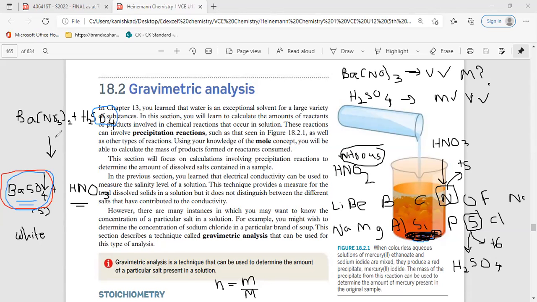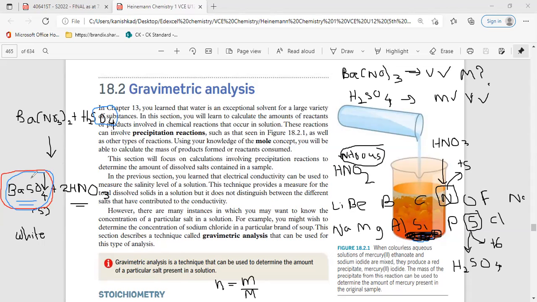Now I didn't balance this reaction. We should remember that any reaction we write, we should balance. So here there should be 2. 1 barium, 2 nitrates, 1 sulfate. Okay, all are balanced now. So now go to the reaction. This is chemical calculation theory.